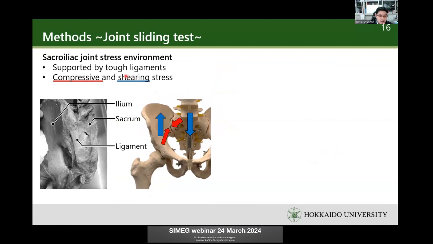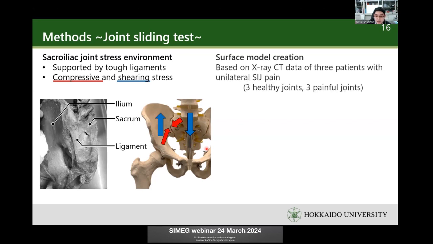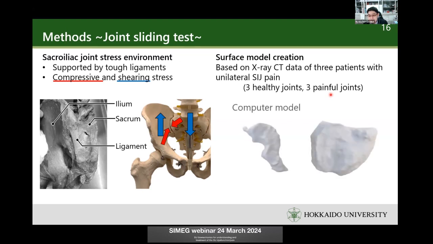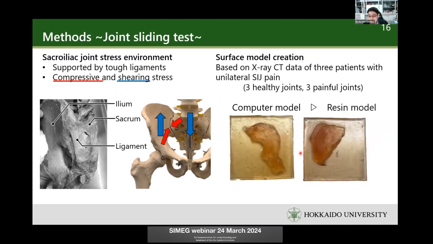In this study, I mimic the stress environment of the sacral joint. This joint is supported by tough ligaments, so this environment gives a compressive and shearing stress environment. In my test environment I mimic this stress environment. For this experiment I prepared surface models created from X-ray CT imaging data. Three of them are from healthy joints, and the other three models come from painful joints. This is a computer model from the CT data, printed with a 3D printer and changed to a resin model to increase the stiffness.